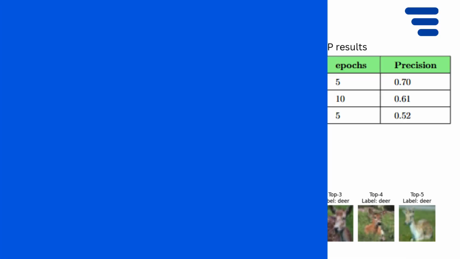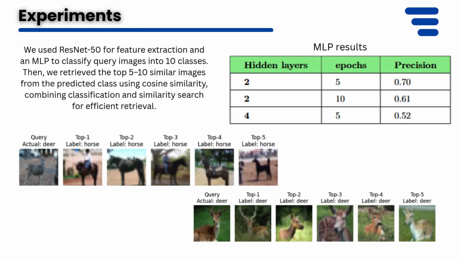Moving on with the MLP for classification and retrieval. In this experiment, we again used ResNet-50 features and trained a multi-layer perceptron to classify images into 10 categories. After classification, we retrieved the top 5 to 10 similar images from the predicted class using cosine similarity.